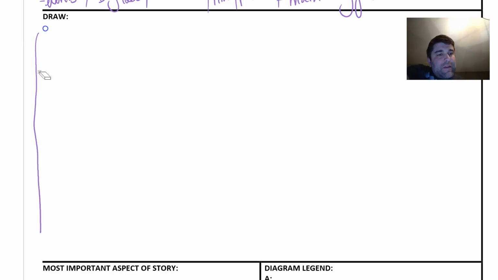Holy crap, that is a crooked line. Don't tell anybody that I can't draw a straight line.